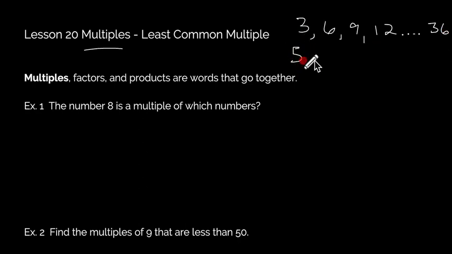Multiples of 5. It's just like counting by 5s. 5, 10, 15, 20. And if we took 5 times 10, we would get 50. 50 is a multiple of 5.